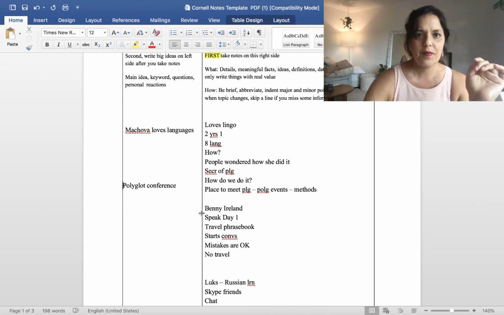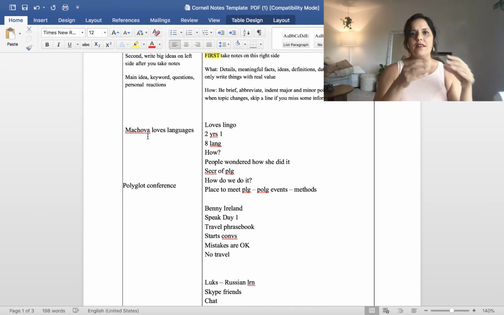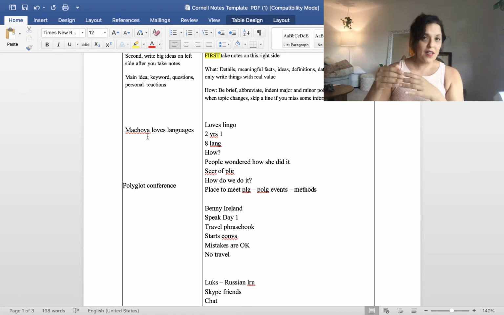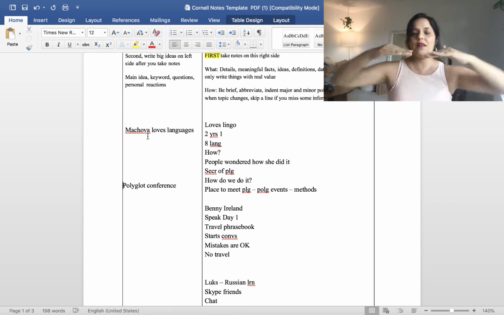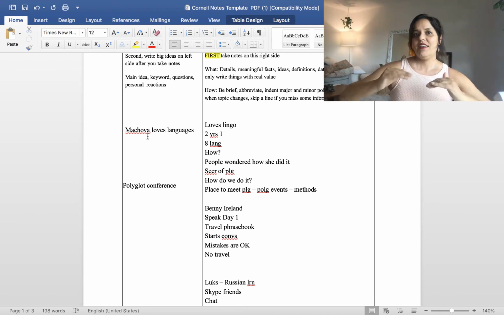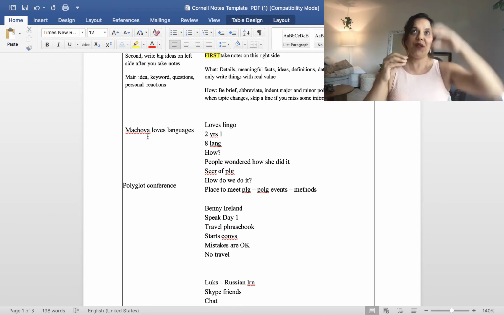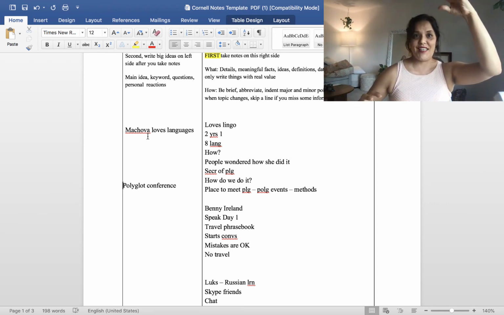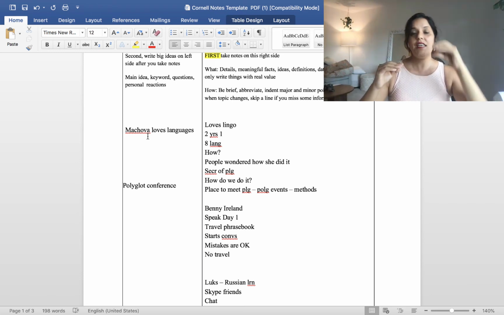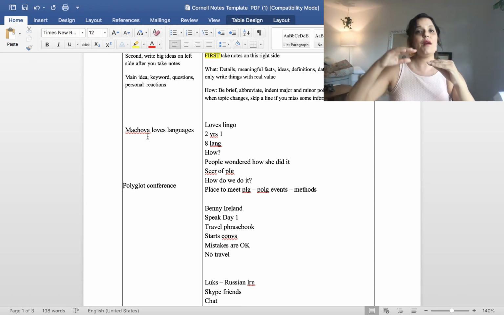There we go. Do you see how the information that I'm writing on the left side corresponds to the information on the right? So it's lined up. I don't want to have my keyword up here and then the information down here. I want to have the keyword that I pull to the left side matching with the more detailed information on the right side.